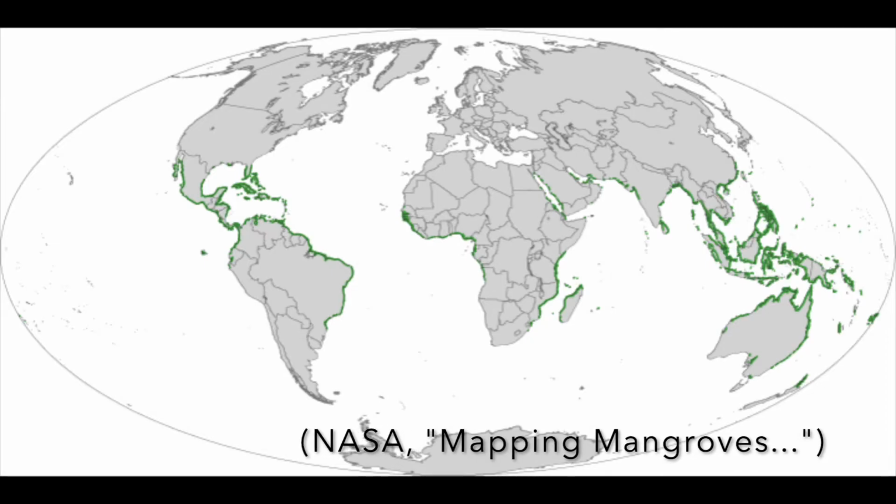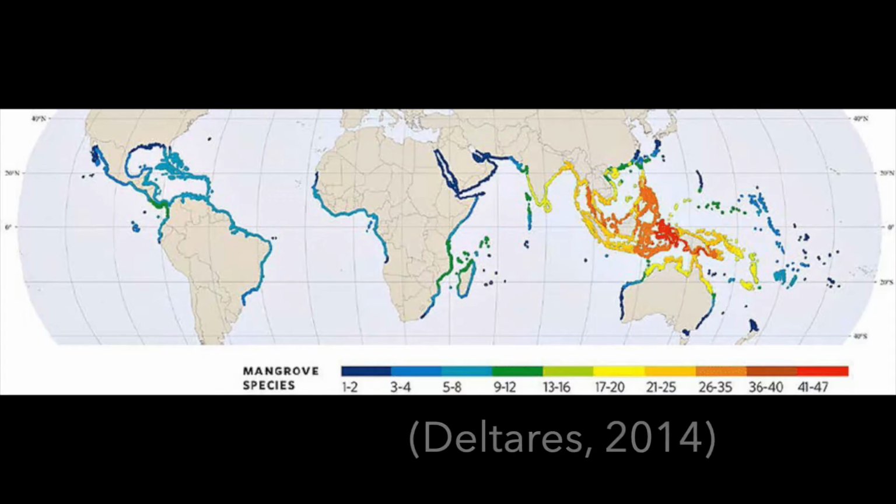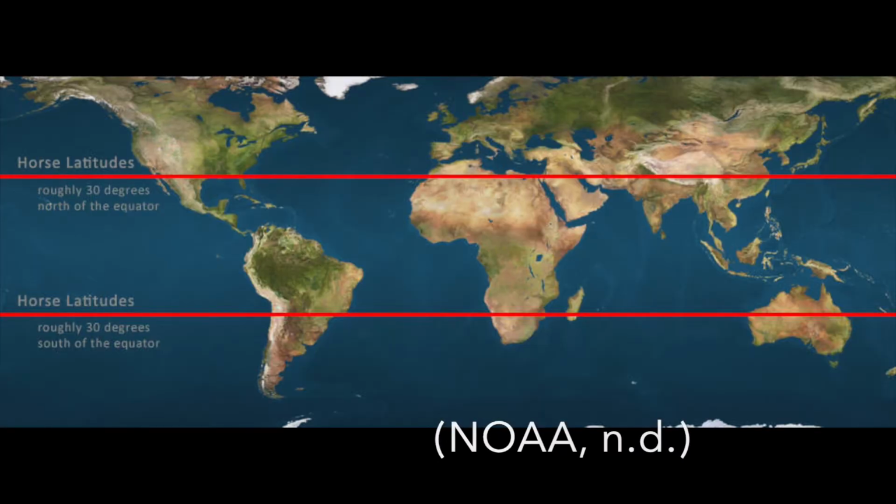Here are two maps of where mangroves are located. This map shows the species diversity of the mangrove forests by using a color scale. Blue is the least amount of species, and red is the most. Typically, mangrove forests are located right near the horse latitude lines at 25 degrees north and 25 degrees south.